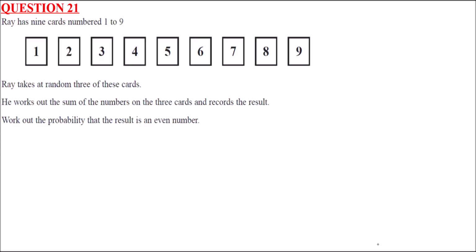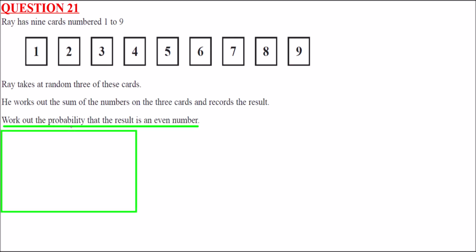Question 21, Ray has 9 cards numbered 1 to 9. So 1, 2, 3, 4, 5, 6, 7, 8, 9. Roy takes at random 3 of these cards, so he's going to pick 3 cards. He works out the sum of the numbers on the 3 cards and records the result. Sum is just adding the numbers together. So we need to work out the probability that the result of that is an even number. So if you pick 3 numbers and add them together, how could you actually end up with an answer which is even as well? Well, there's actually 4 different ways of doing this.